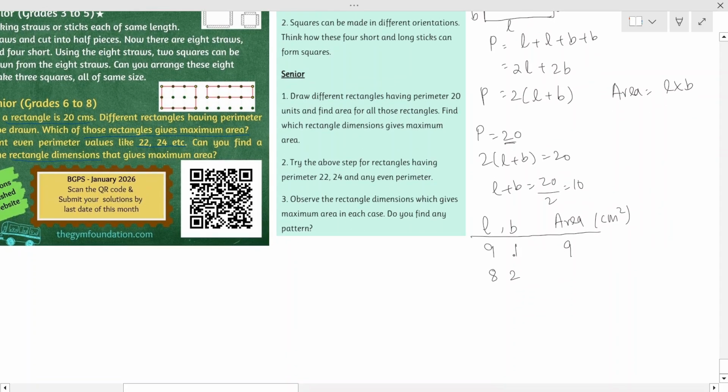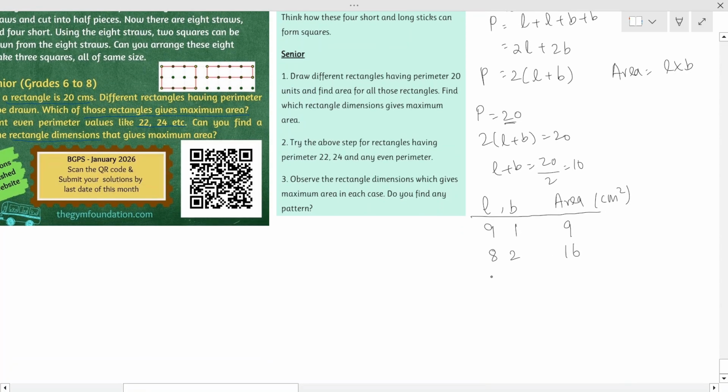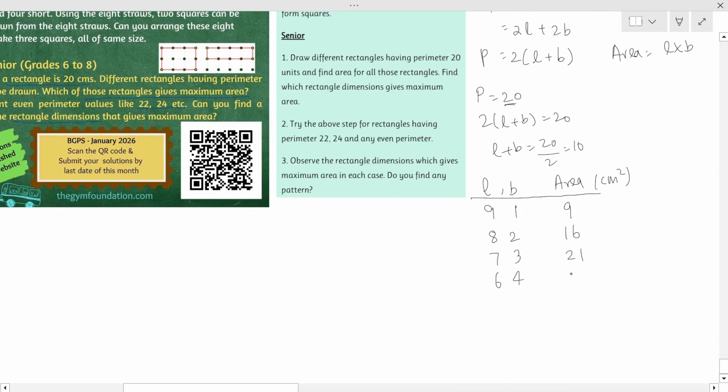So here 9 times 1 is 9, and then 8 times 2 is 16. 7 times 3 is 21, and 7 plus 3 is 10. And then 6 plus 4 is also 10, and you may get 6 fours are 24. And then 5 and 5.